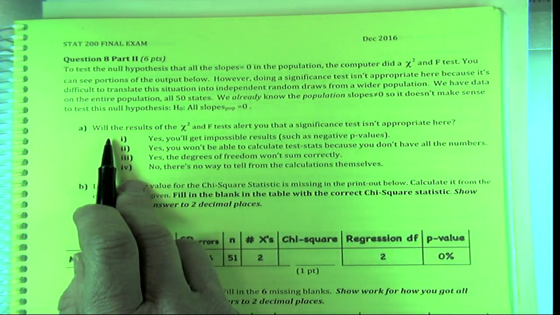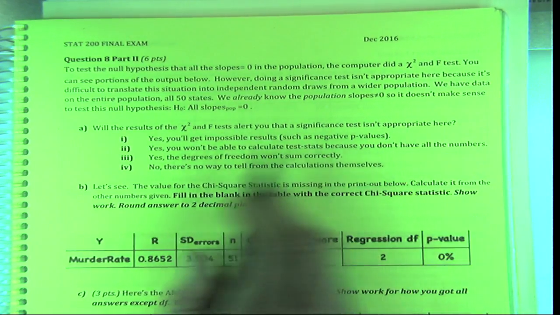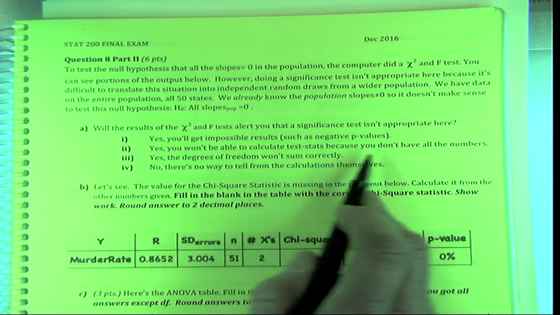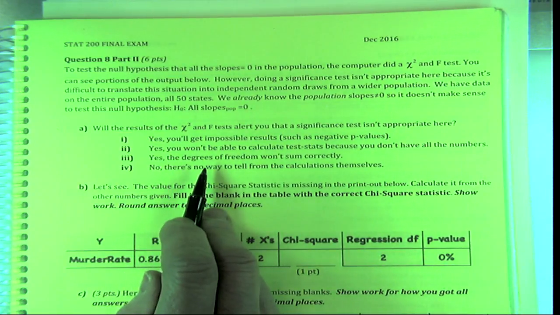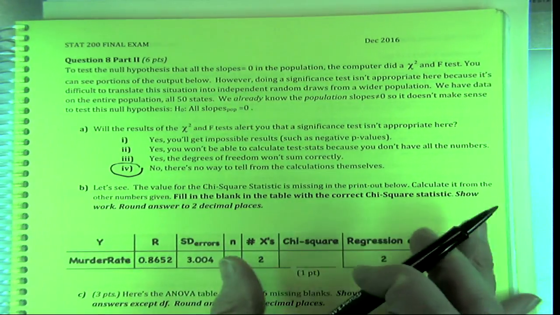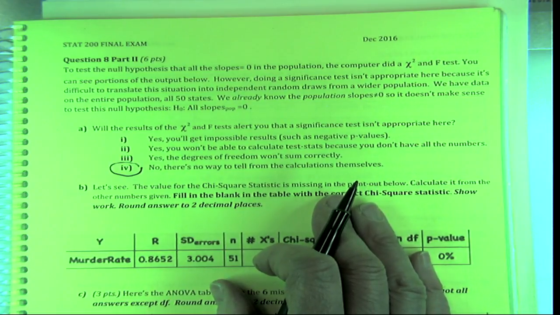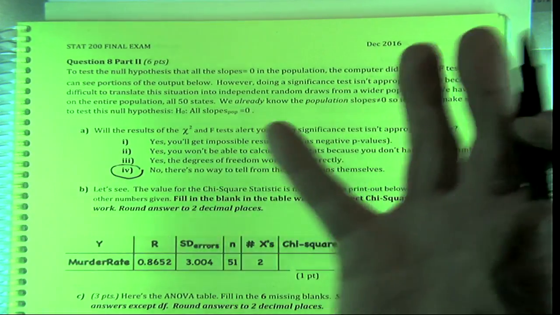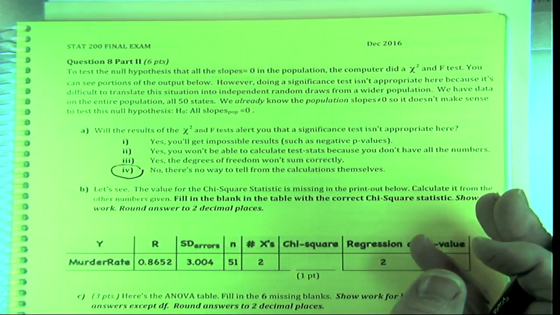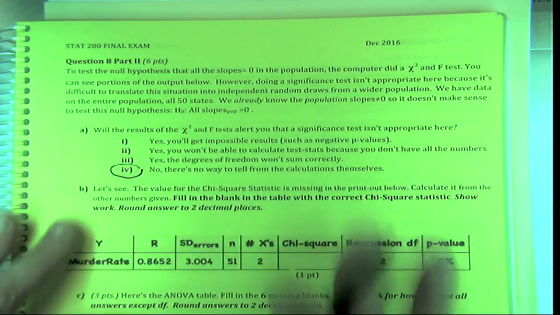So will the results tell you, if you do the calculations, that it wasn't appropriate? No, there's no way to tell from the calculations themselves. That's why we always have to check assumptions, because you can't tell from the calculations themselves. And one of the assumptions is that you can model this method on random chance. You could check if you looked at error plots and saw clumpings maybe, but not from the calculations themselves.